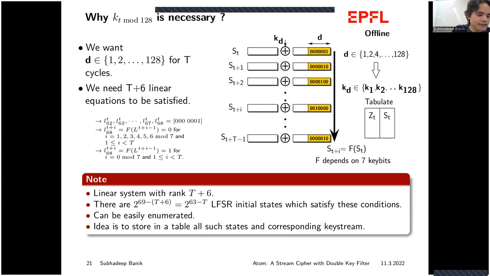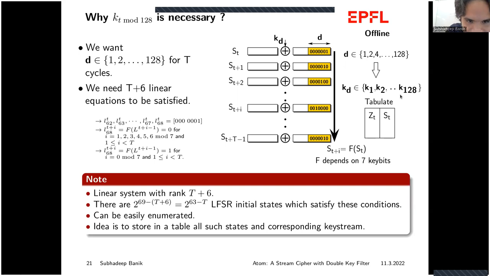Now, we first observe that there exist weak LFSR states for which D, that is the last 7 bits of the LFSR, takes a value from this set 1, 2, 4, 8, up to 128 for capital T successive iterations. Now, when this happens, the set of key bits that updates the internal state has cardinality only 7. It only consists of the key bits K1, K2, up to K128.